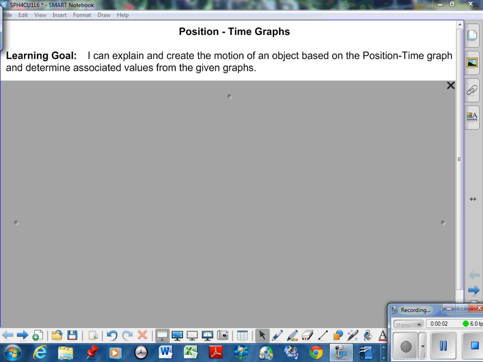Hello and welcome to lesson number 6 in unit number 1 here. And today we're talking about position time graphs. So what is the learning goal? I want you to be able to explain and create the motion of an object based on a given position time graph and determine the associated values from the given graphs.